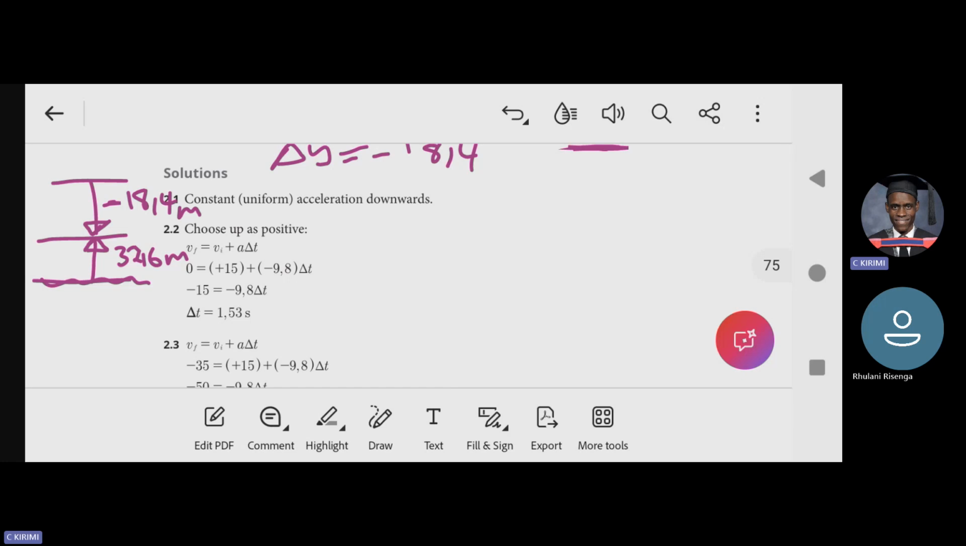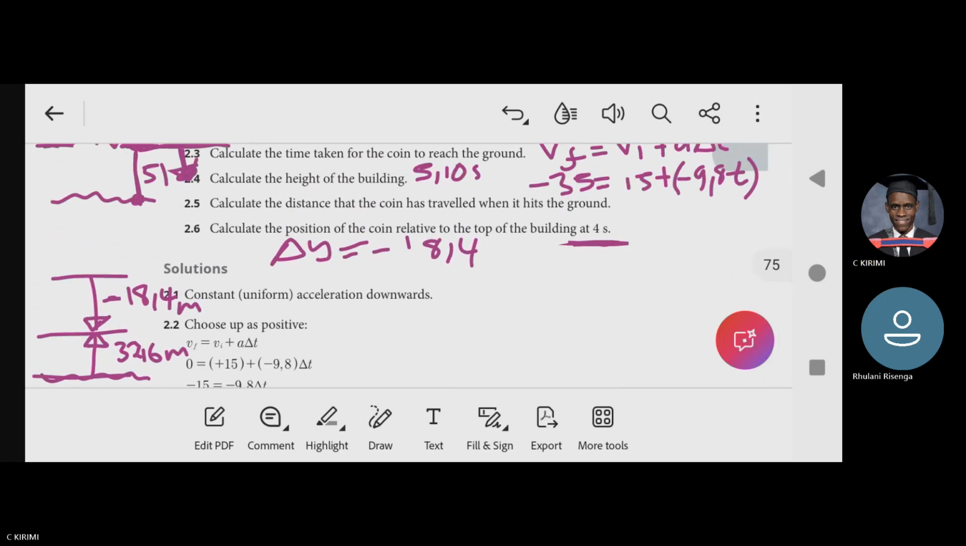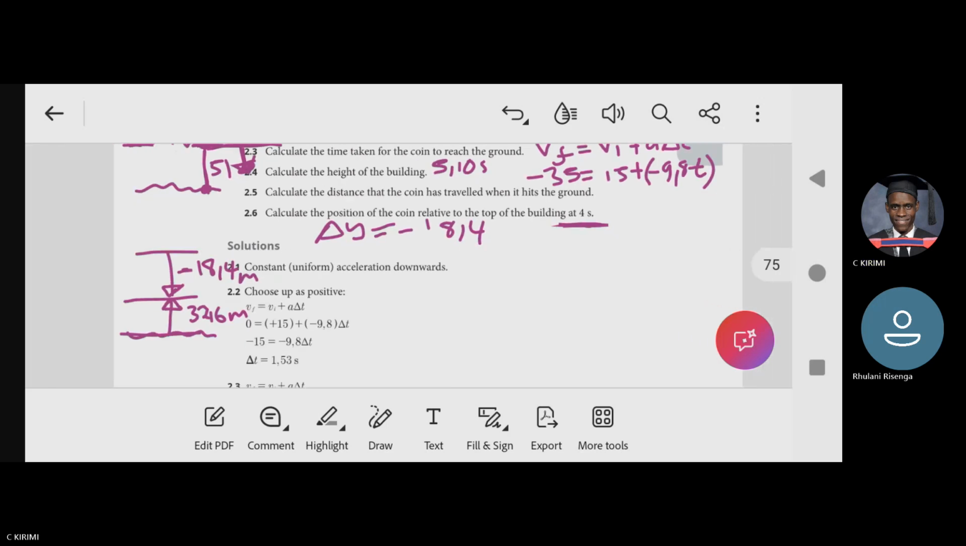Because your method of calculating from the formula only gives you the one below the building after 4 seconds. It does not give you the one above. For the above the ground, you know that you have to subtract. Once they say they're above the ground, now you have to subtract. You get the trick? Yes.